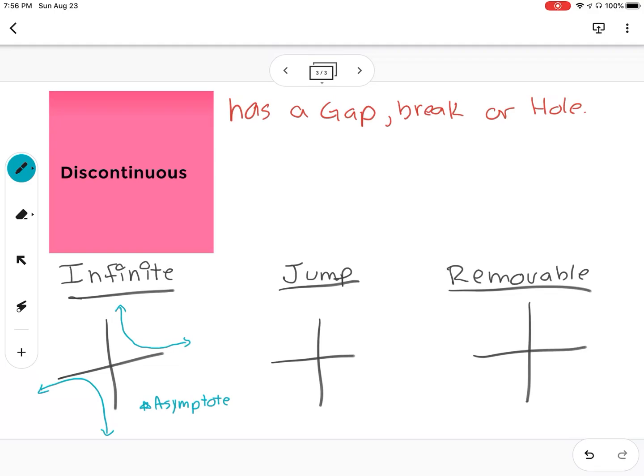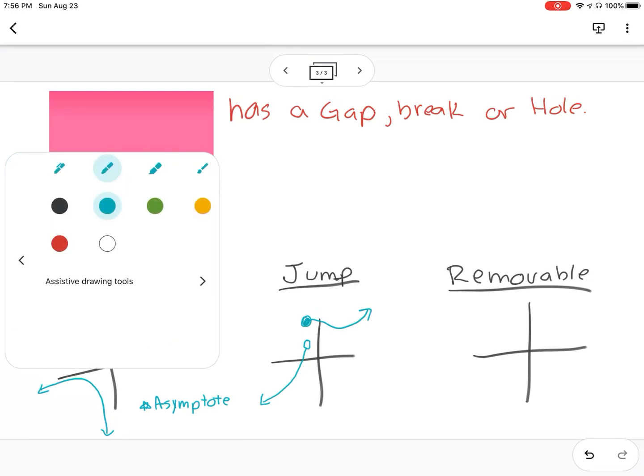A jump graph is where you have part of a line started and then it stops and it picks up somewhere else. It kind of jumps and starts over somewhere else. So that's a jump graph. So it would be kind of like a gap, maybe.